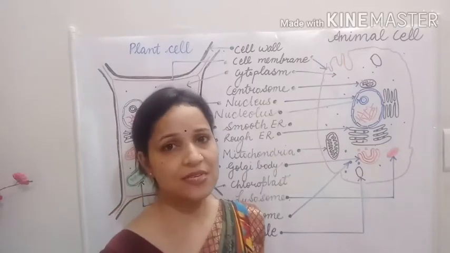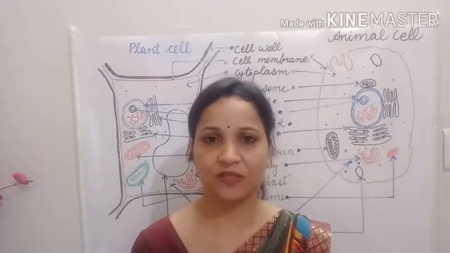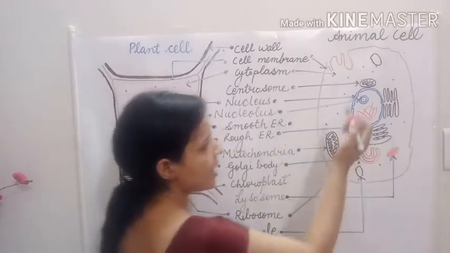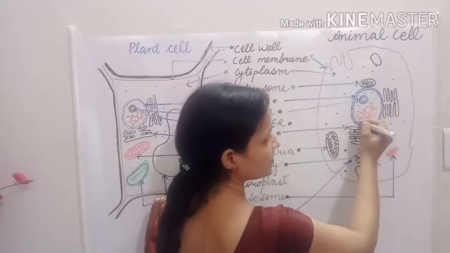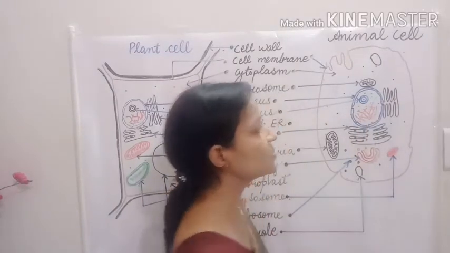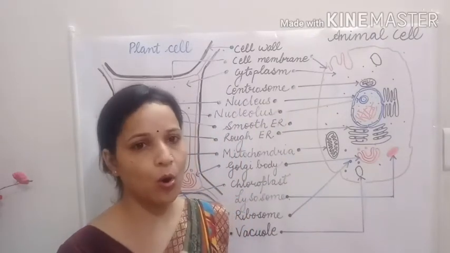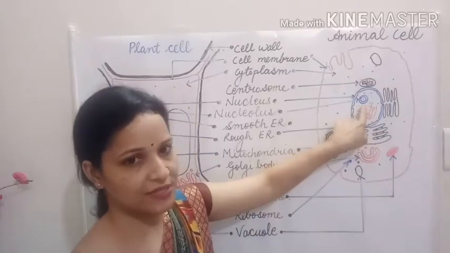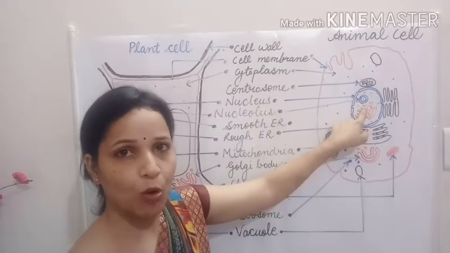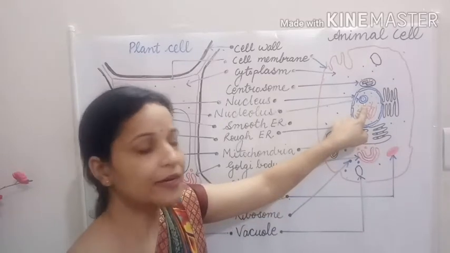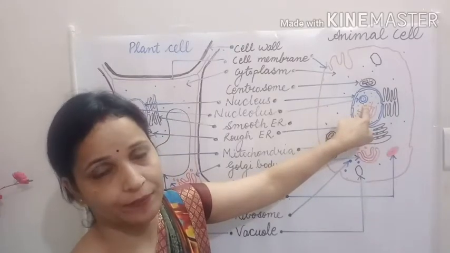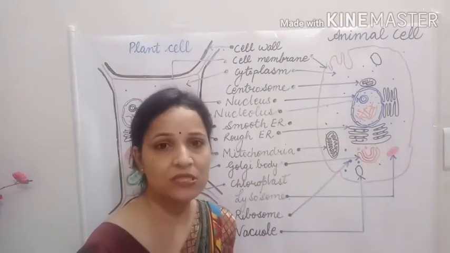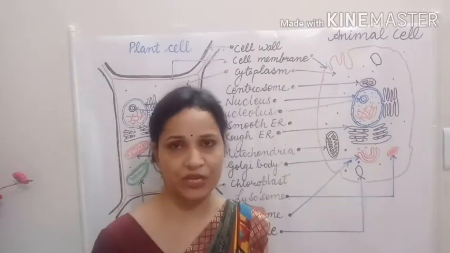Now nucleus is filled with a jelly-like substance called nucleoplasm or nuclear sap. You can see inside the nucleus there is a jelly-like substance, and this is known as nuclear sap or nucleoplasm. Now the next part is nucleolus. It is a spherical body in the nucleus. It is composed of RNA. RNA stands for ribonucleic acid, and it is responsible for the synthesis of protein.